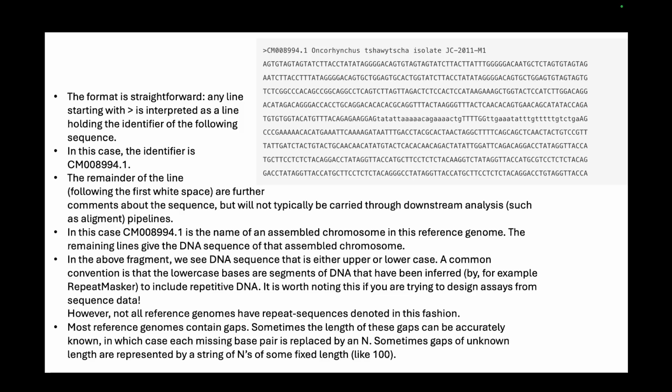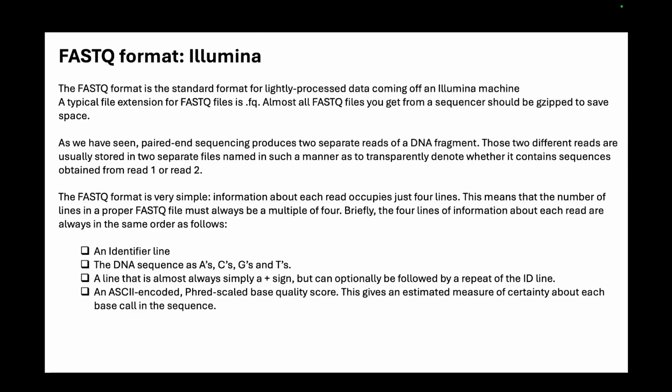So to avoid occasions like this, we use masking. This is what is known as soft masking, just converting the uppercase to lowercase. You can use hard masking as well, just converting this particular stretch of DNA in lowercase into n's, and it'll go on like that. Most reference genomes contain gaps, and sometimes the length of these gaps can be accurately known, in which case the missing base pairs are replaced by n's, as I was saying. Sometimes gaps of unknown length are represented by a string of n's of some fixed length, like 100 or something.